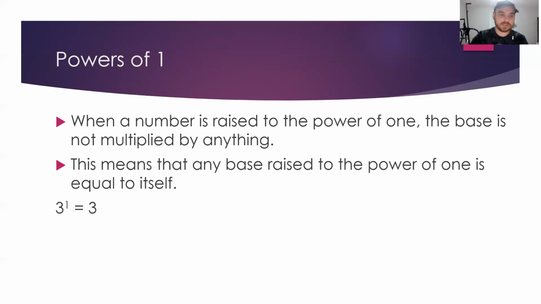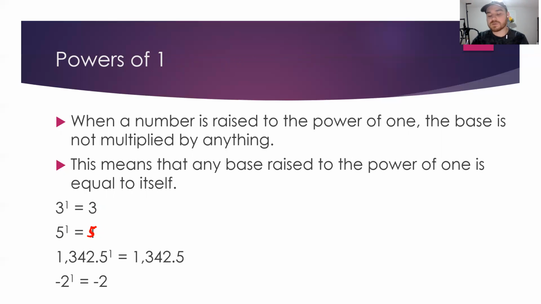The next one has an error on it. I still haven't fixed it. I will fix it as soon as I'm done with this because I keep forgetting. 5 to the 1, this should be a 5. It is not 1. So 5 to the first power is 5. 1,342.5 to the first is equal to 1,342.5. And negative 2 to the first is equal to negative 2.